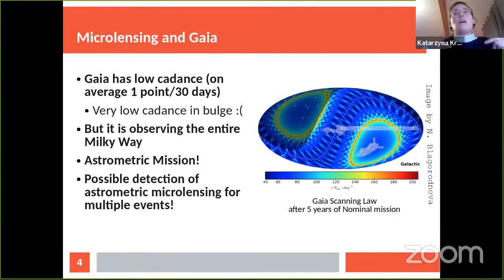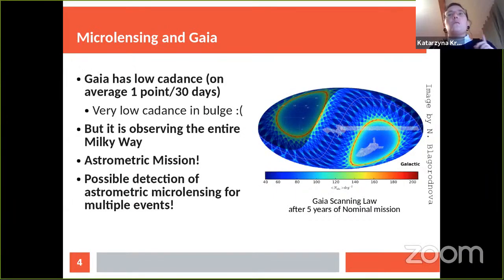And that's why Gaia is important for microlensing. Even though Gaia has very low cadence compared to other microlensing surveys, such as OGLE or MOA, on average each source is observed once every 30 days. And in the bulge, where most of the microlensing events occur, the cadence is even lower. It's absolutely horrible for microlensing.